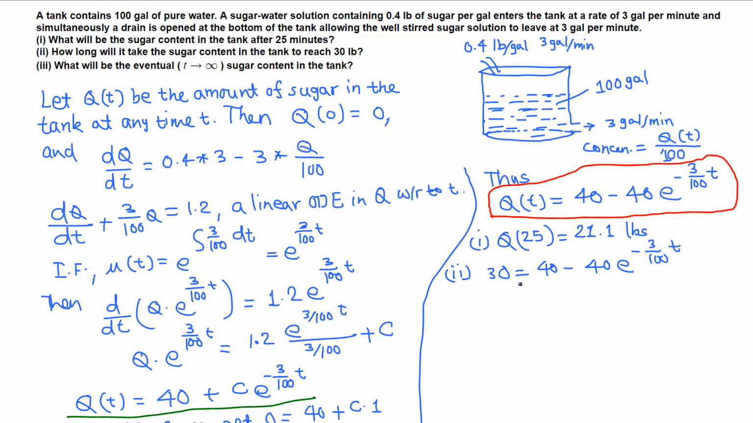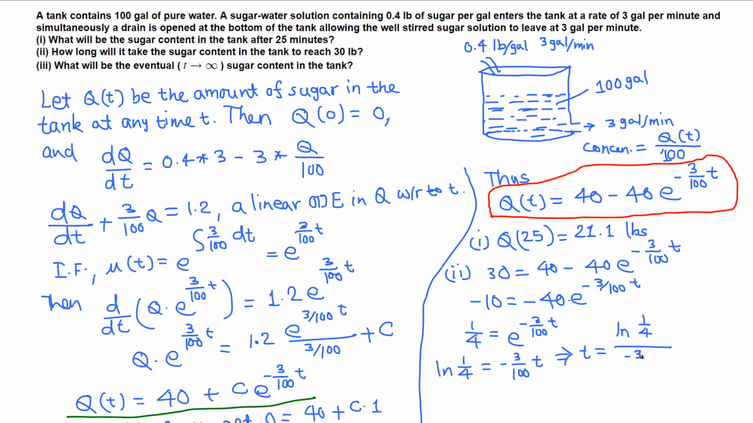Subtract 40 from both sides. So 30 minus 40, negative 10, equals negative 40 e raised to negative 3 over 100 t. Now divide by negative 40. So negative 10 divided by negative 40, so 1/4, equals e raised to negative 3 over 100 t. To get rid of this natural e, take natural log of both sides. So the natural log of 1/4 is negative 3 over 100 t, and that implies t equals natural log of 1/4 divided by negative 3 over 100, and that will be in terms of minutes. Just use your calculator and it gives about 46.21 minutes.